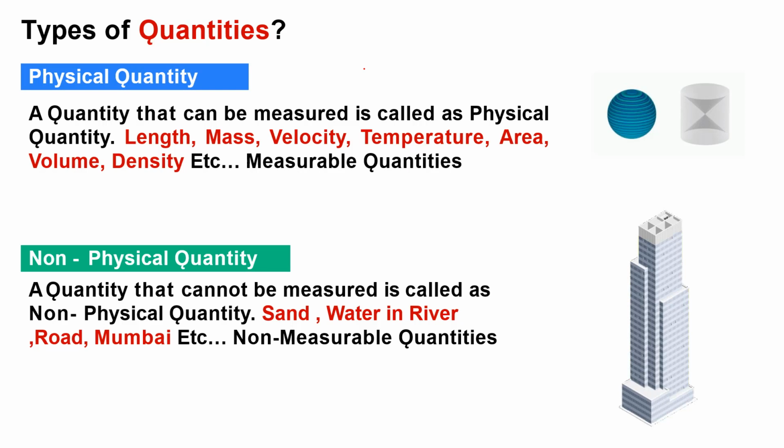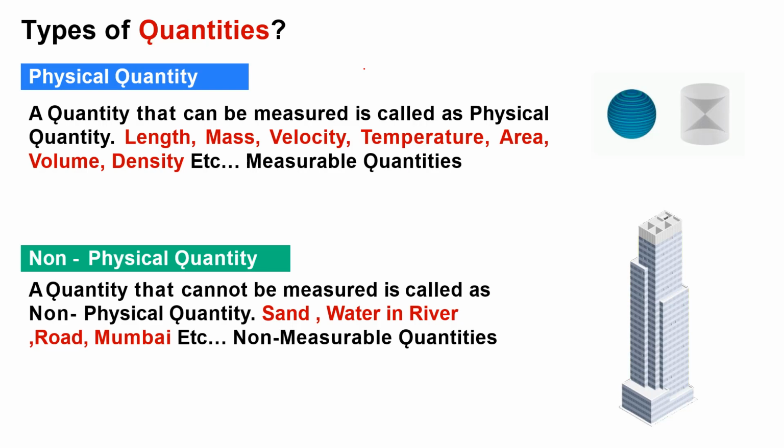Length is measured in meter, mass is measured in kg or gram, velocity is measured in meter per second or kilometer per hour, temperature is measured in Kelvin, area is measured in meter square. Like that we can measure these physical quantities, right?